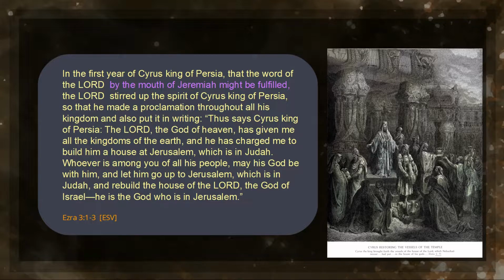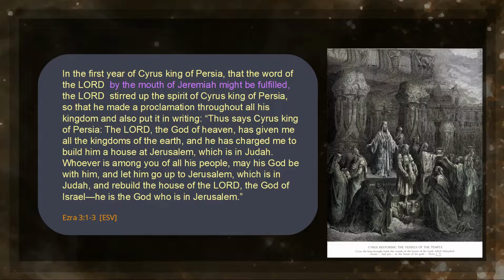Ezra records, in the first year of Cyrus, king of Persia, that the word of the Lord by the mouth of Jeremiah might be fulfilled, the Lord stirred up the spirit of Cyrus, king of Persia, so that he made a proclamation throughout all his kingdom, and also put it in writing. Thus says Cyrus, king of Persia, the Lord, the God of heaven, has given me all the kingdoms of the earth, and he has charged me to build him a house at Jerusalem, which is in Judah. Whoever is among you of all his people, may his God be with him, yes, and let him go up to Jerusalem, which is in Judah, and rebuild the house of the Lord, the God of Israel. He is the God who is in Jerusalem.